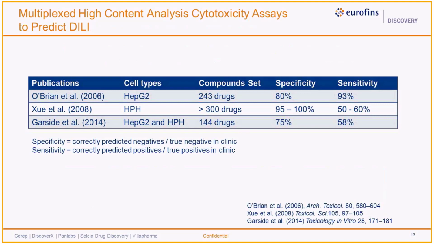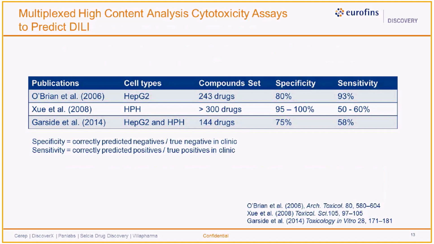Xu published his research in 2008, showing 95% specificity and 50% sensitivity by using human primary hepatocytes from over 300 compounds. In 2014, Garside's research showed 75% specificity and 58% sensitivity using both human primary hepatocytes and HepG2 cells from 144 drugs. The results demonstrated that high-content analysis imaging cytotoxicity studies are useful in the in vitro detection of drugs that have high propensity to cause DILI in vivo.